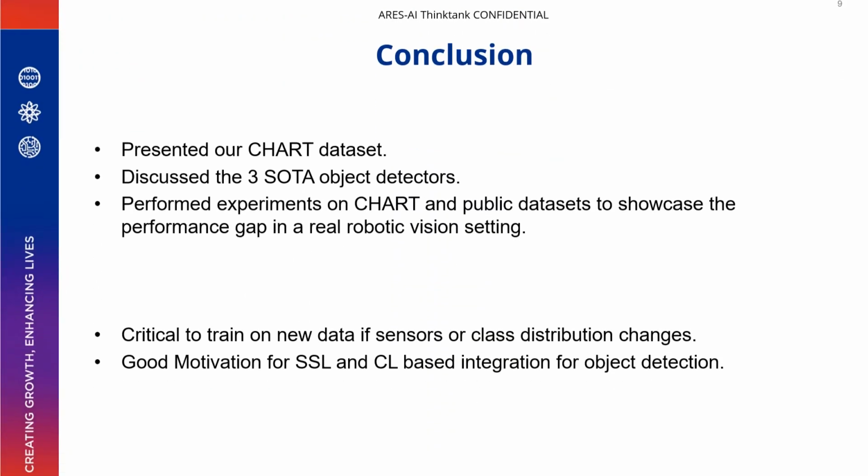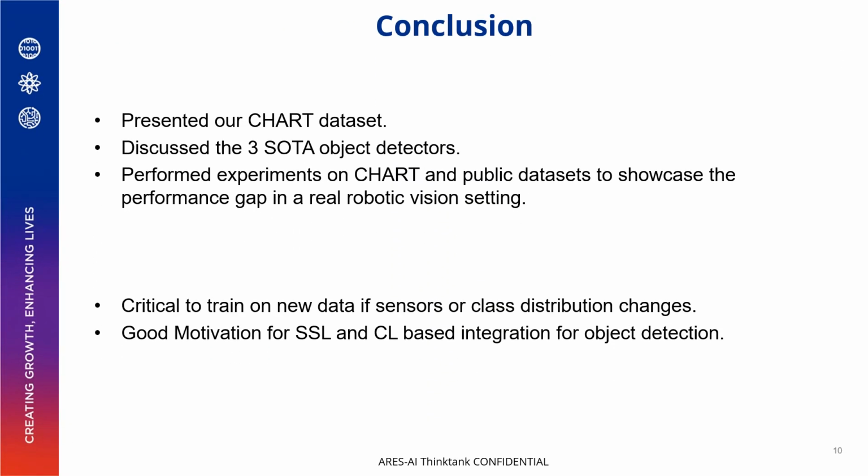In conclusion, we presented our CHAT dataset, we discussed three state-of-the-art object detectors, and we performed experiments on the CHAT and public datasets to highlight the gaps that exist in real robotic vision settings. For future work, it's very critical to train on the new data that is arriving if it's from a different data distribution, and this also motivates our future work on semi-supervised learning and continual learning based integration for object detection.